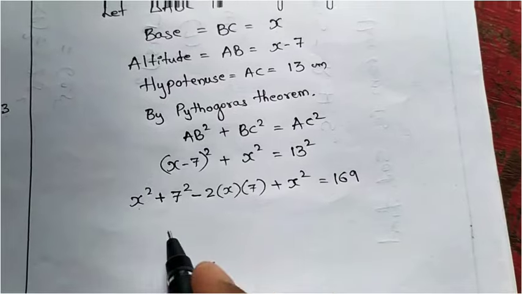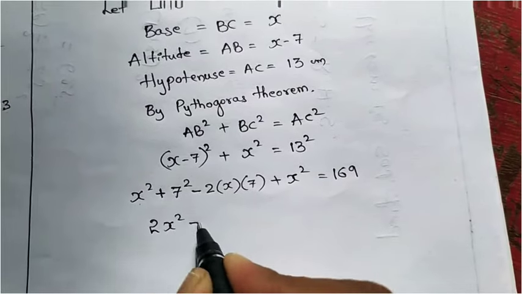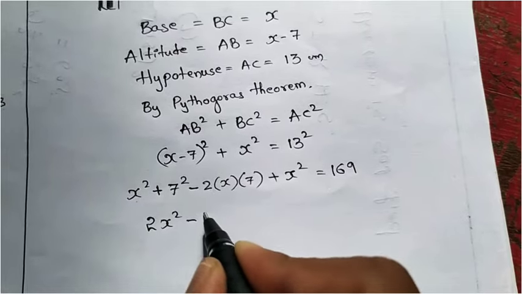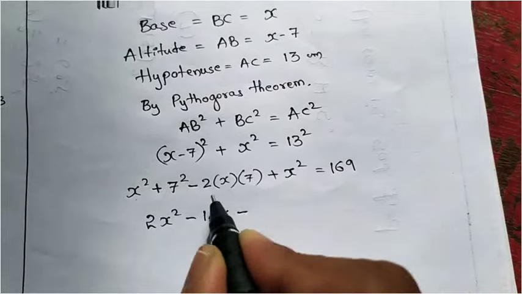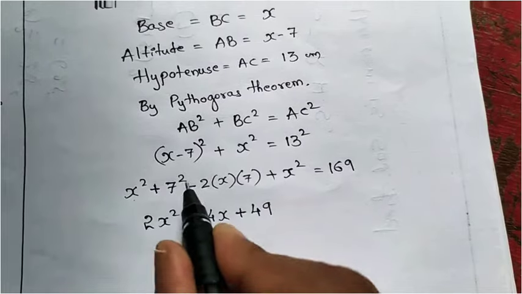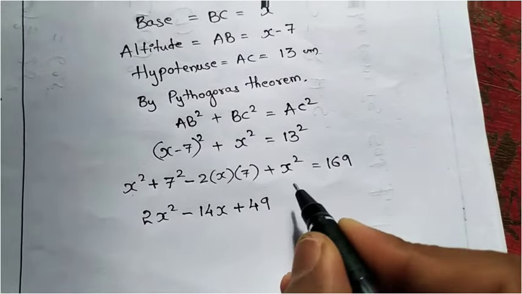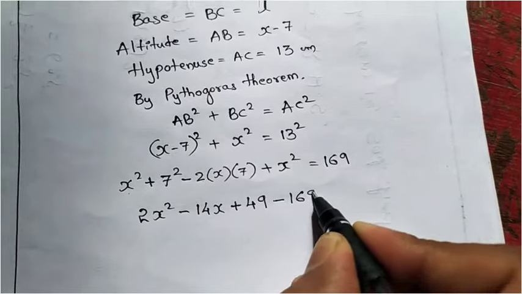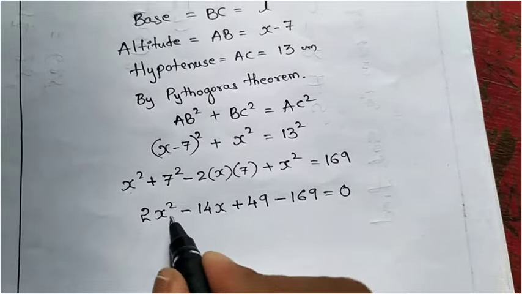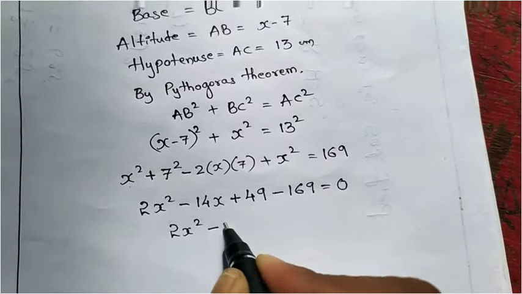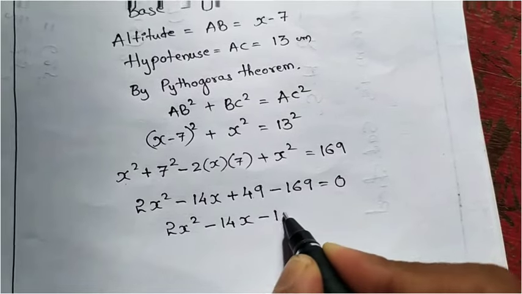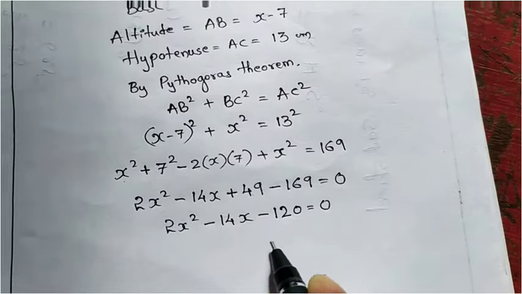So x square plus x square is 2x square. See, first I will write the x coefficients. 2 7s are 14, 14 into x, minus 14x. After that I will take plus 49. Okay, why is it plus 49? 7 square, that is plus 49. And here 169 is there, I will take it to the left side, that becomes negative 169 equal to 0. So 2x square minus 14x, here 49 minus 169, that will be minus 120, equal to 0.